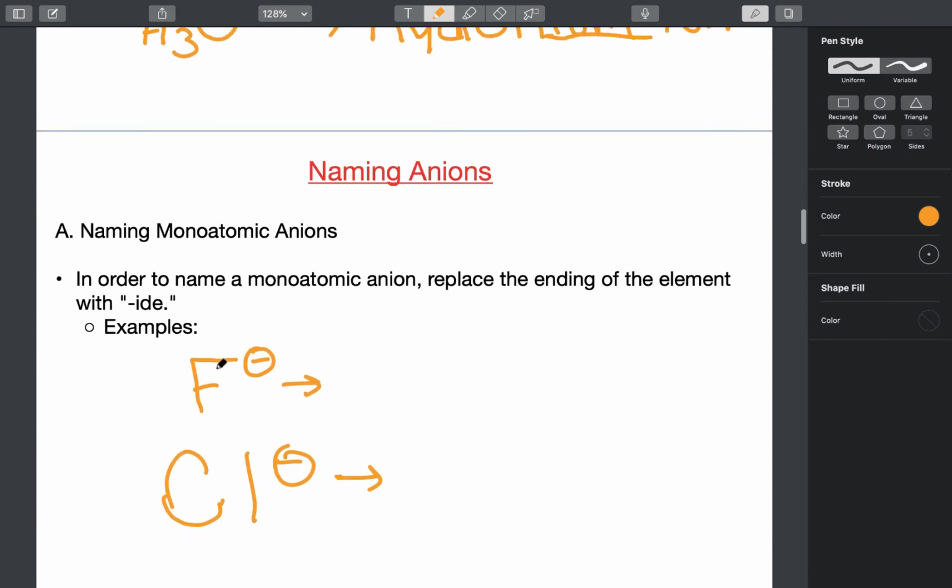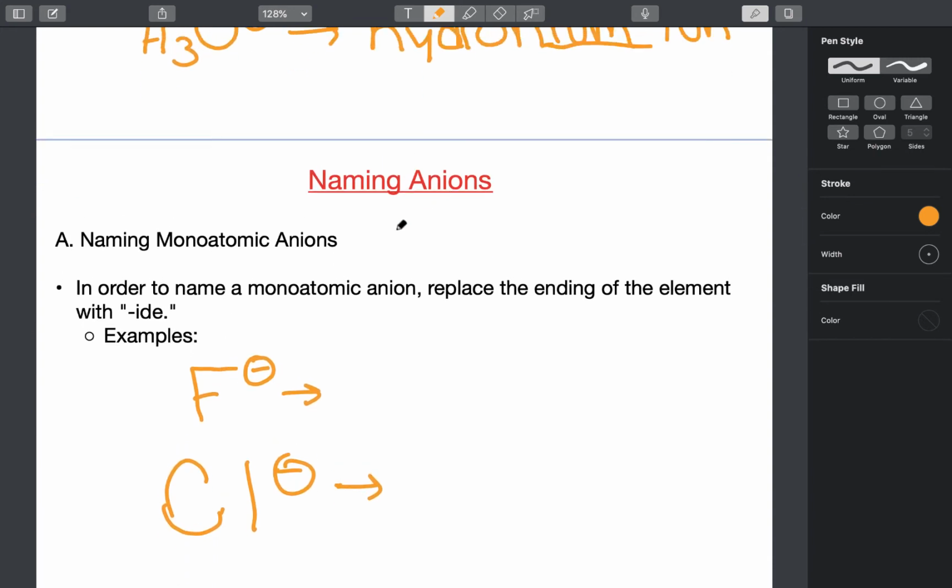So now let's get into naming anions. Anions have a lot more variation than cations do. So we're going to start off with monoatomic anions. Monoatomic means one atom anions. So they're literally made of one atom. In order to name a monoatomic anion, replace the ending of the element with "ide."